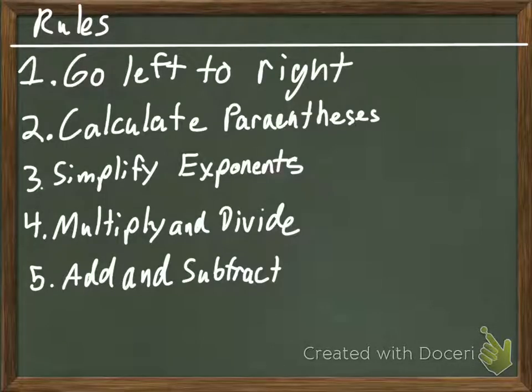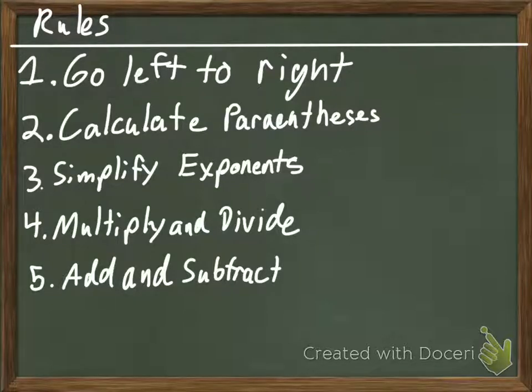So the rules. Rule number 1 is you always go left to right. Always left to right. Just like when you read a book, you read left to right. Second is to calculate your parentheses first. So if you have parentheses, you do everything inside the parentheses. And that basically means you start over. So if you do this one, you're basically starting over from here. And then you go, okay, I go left to right, then I see this order again.